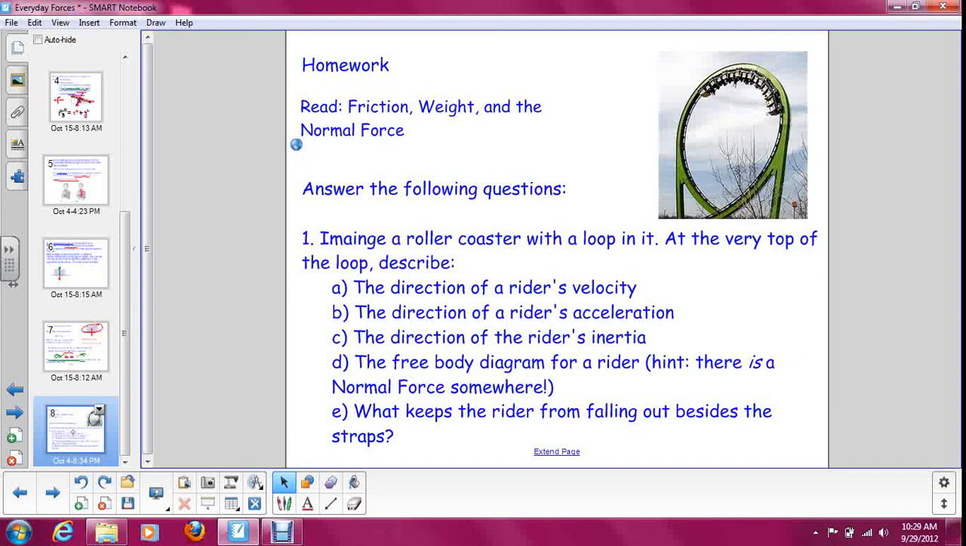And what keeps the rider from falling out besides the straps? So we have the straps keeping the rider in, but there's actually something else going on here that keeps the rider from flying out of the ride. So answer these questions the best you can and turn them in next time you come to class.